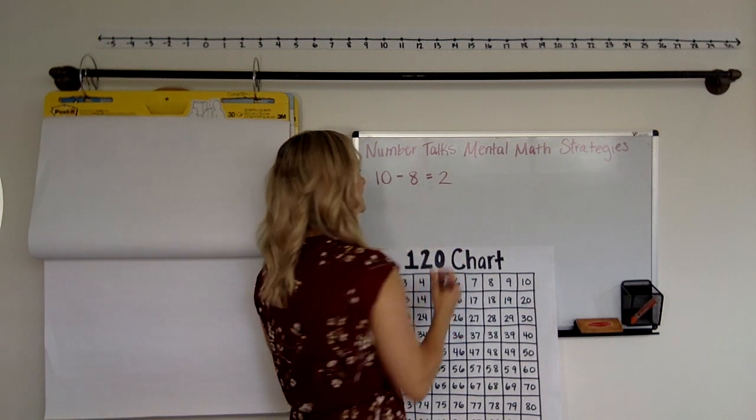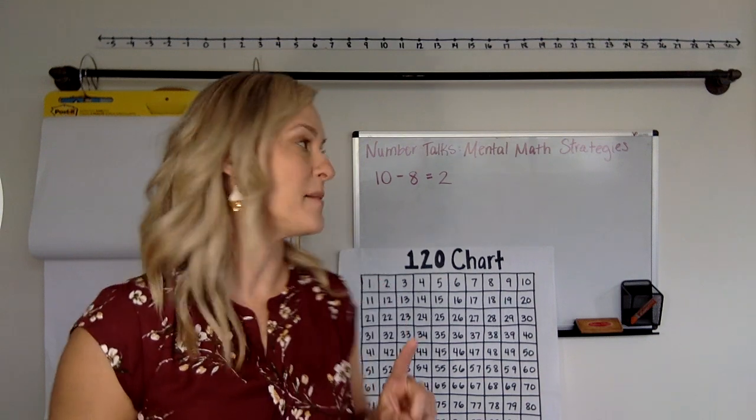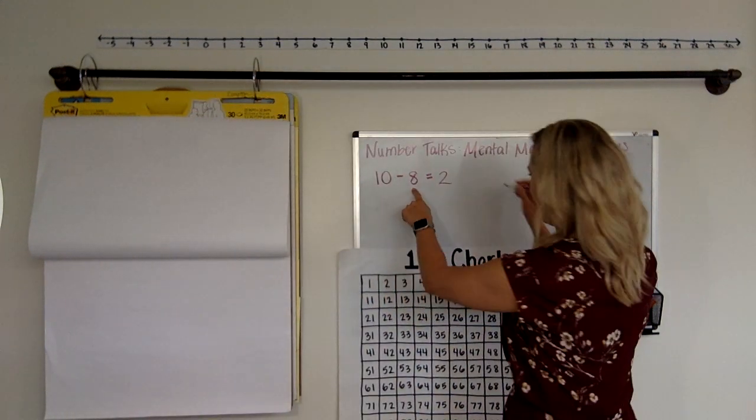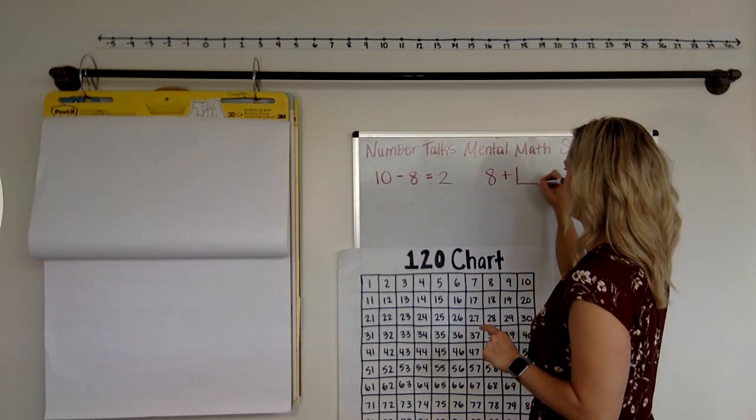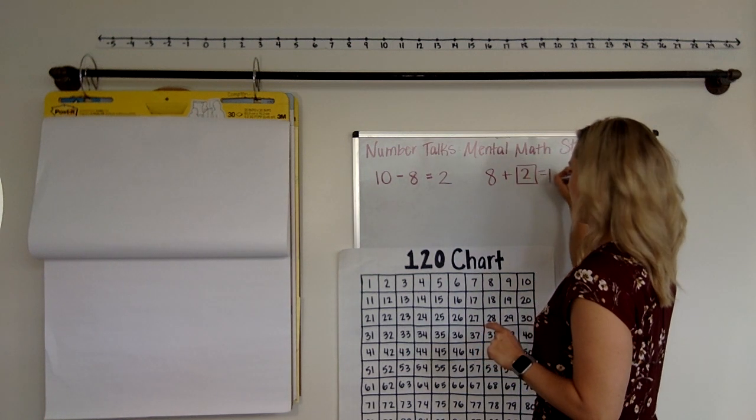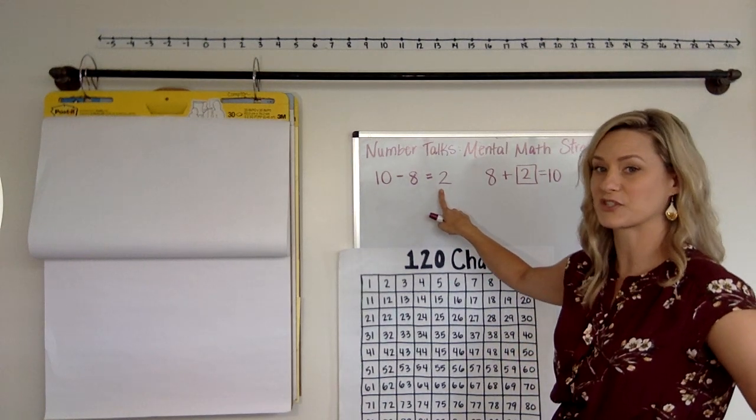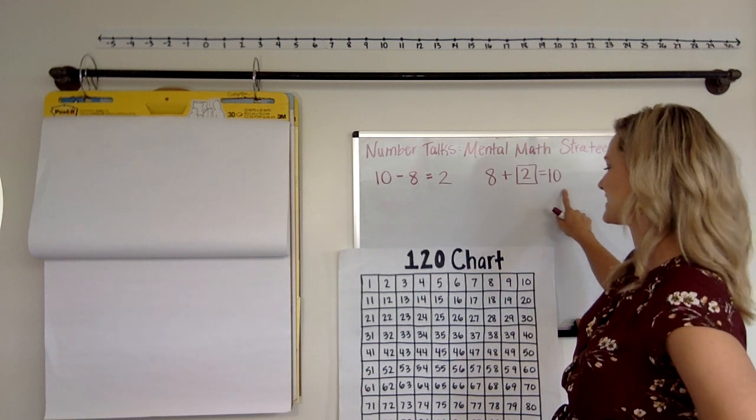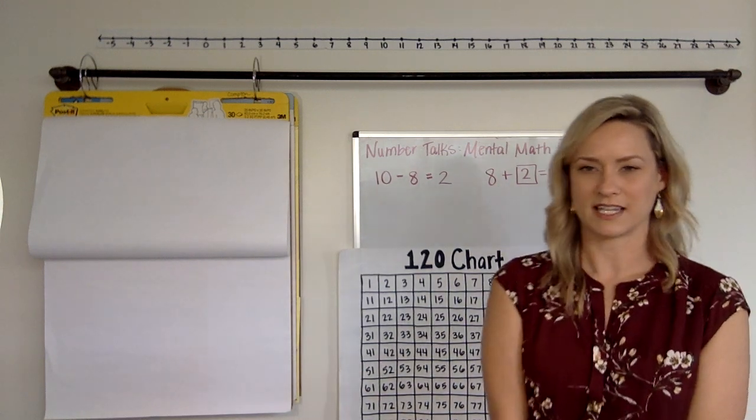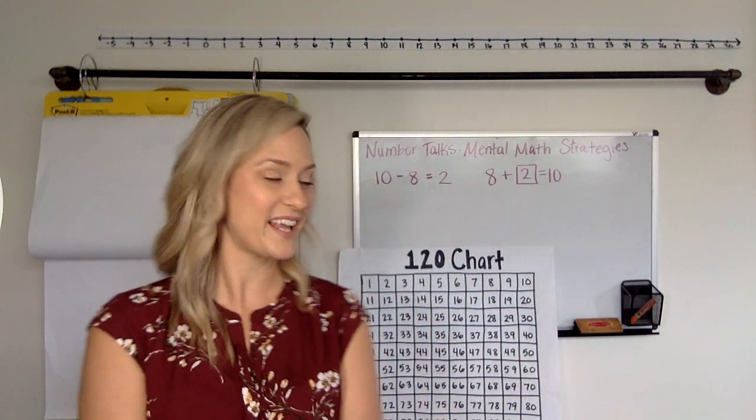I'm going to guess some of you knew your friendly 10 facts. I'm going to guess that some of you knew 8 plus 2 would make 10. So some of you knew the answer to this because you knew the answer to 8 plus what makes 10. I'm also going to guess that some of you probably used the 120 chart behind me. Am I right? Did I get some of your answers correct?